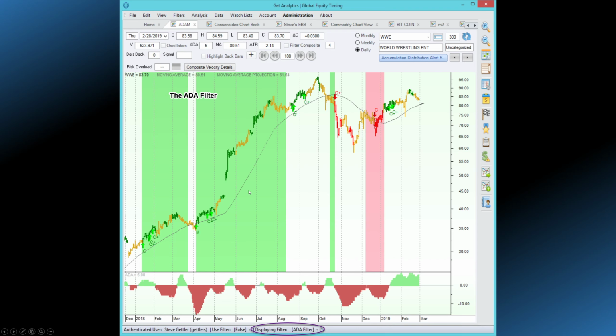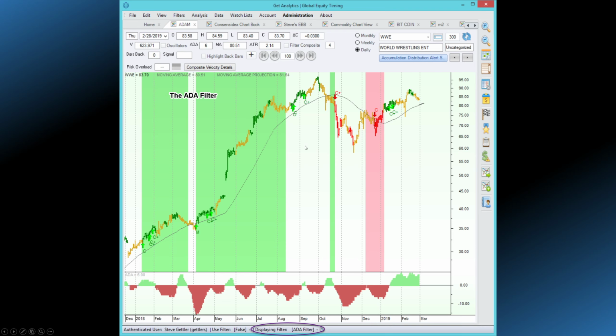Again, the ADA filter shows up as a green zone on this chart, and it is a filter that helps us determine which of all of the buy signals that we see on the chart are going to most likely be profitable.